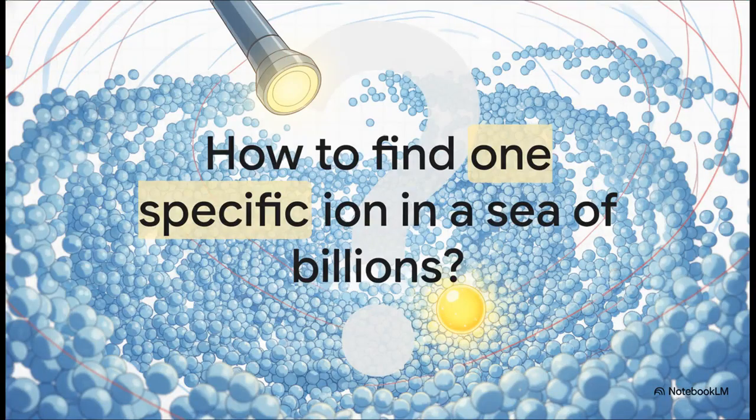Picture this. You're trying to analyze a highly complex environment. Think agricultural soil, human sweat, industrial wastewater. How do you find one specific ion hidden in a sea of billions? Because, let's face it, real-world samples aren't clean. They are totally chaotic. You aren't just looking for one thing. You're looking for one thing while literally thousands of other similar things are actively getting in your way. It is the ultimate chemical needle in a haystack problem.